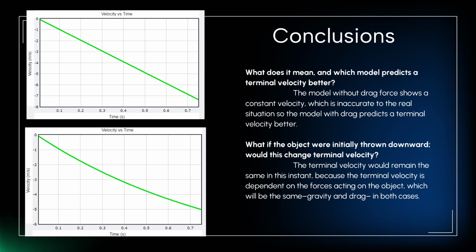If the ball were initially thrown downward, how would this change terminal velocity? Well, terminal velocity would remain the same in this case because terminal velocity is dependent on the forces acting on the object, which would be the same in both cases, gravity and drag.